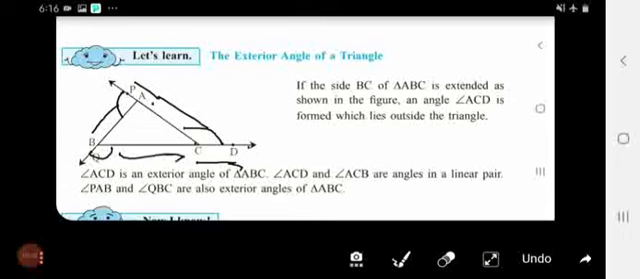Every triangle has 6 exterior angles, because suppose this side is extended like this, here also one angle will be created. If this is extended, then here also one angle will be created. If this is extended, then here also one angle will be created. In this way, a total of 6 exterior angles are present for every triangle.